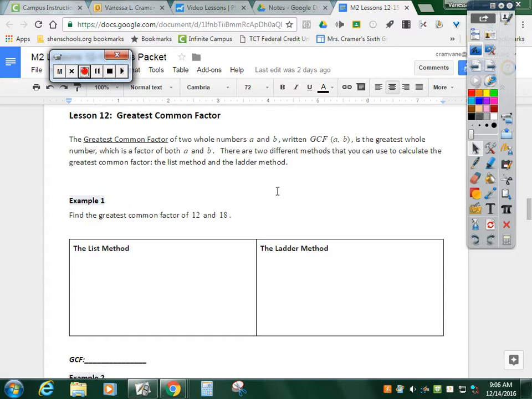There are two different methods that you can use to calculate the greatest common factor, the list method and the ladder method. I'm going to go through each example with you, okay? Please take notes on whatever I do in the video.